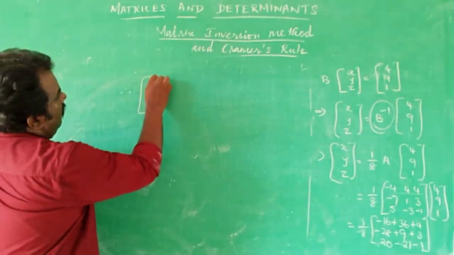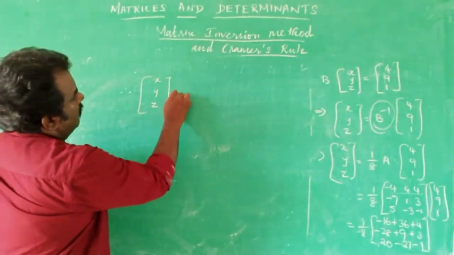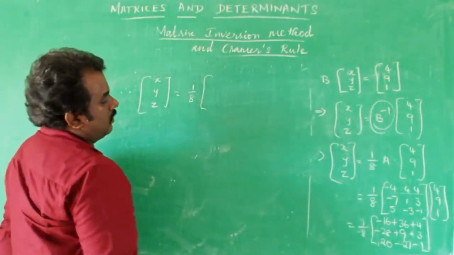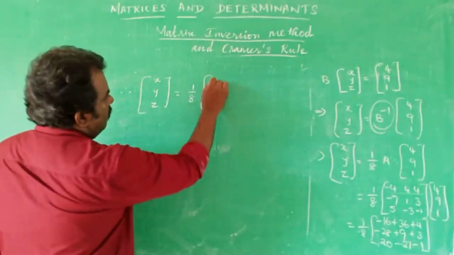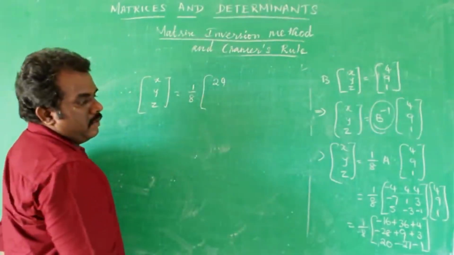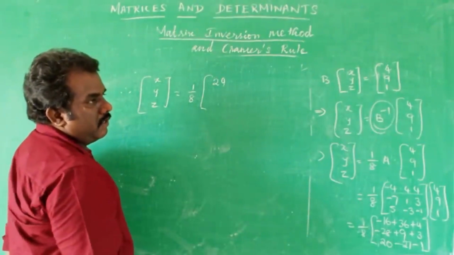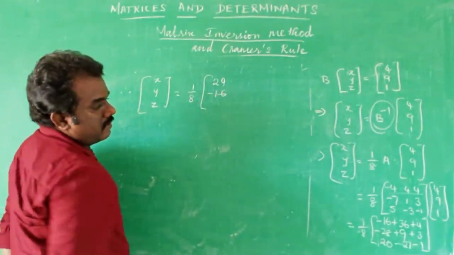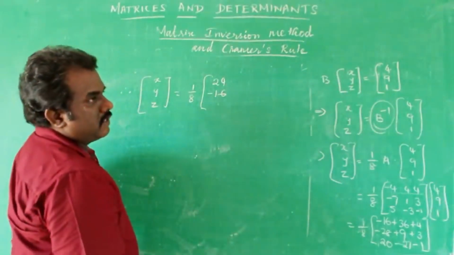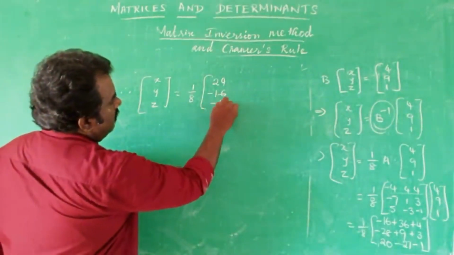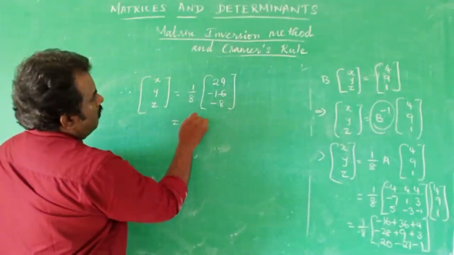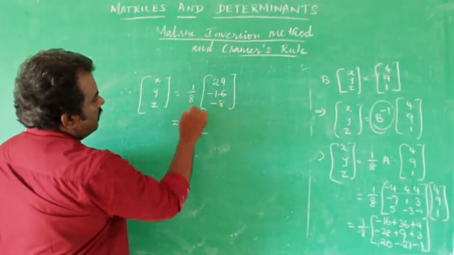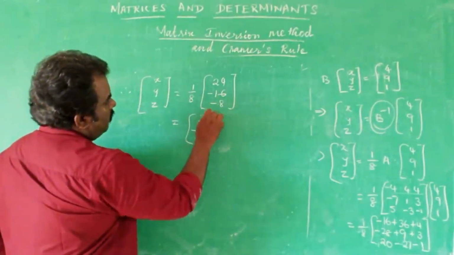Therefore, x, y, z is equal to 1 by 8 of. So simplifying this, 36 minus 16 is 20, 20 plus 4 is 24. 9 plus 3 is 12, minus 28 plus 12 is minus 16. The next is 20 minus 27 is minus 7, minus 7 minus 1 is minus 8. And we have to solve this: 24 by 8 is 3, minus 16 by 8 is minus 2, minus 8 by 8 is minus 1.